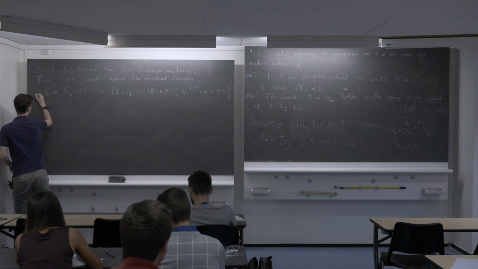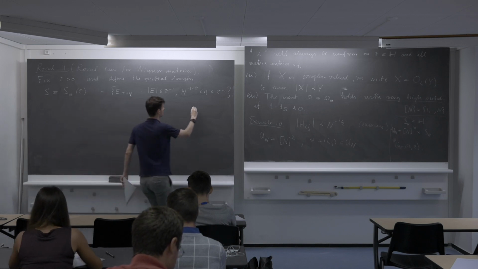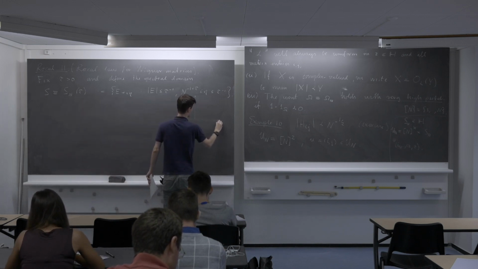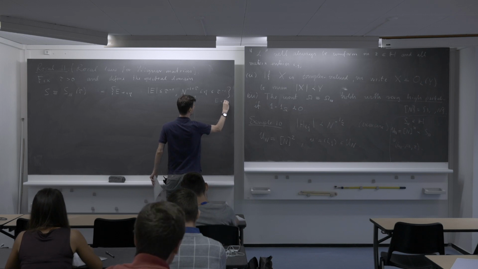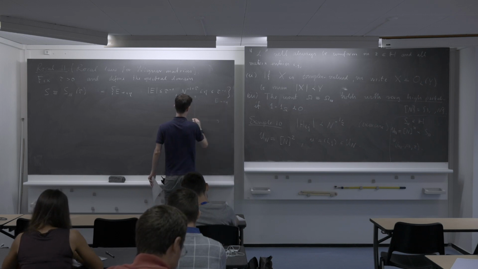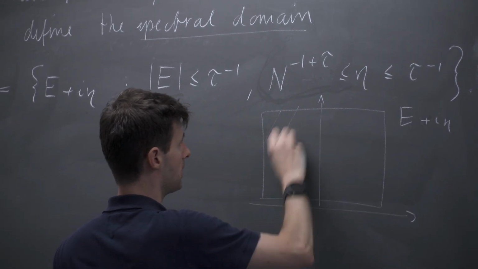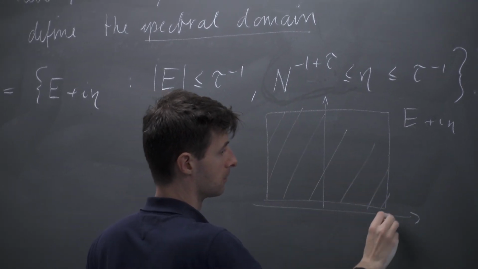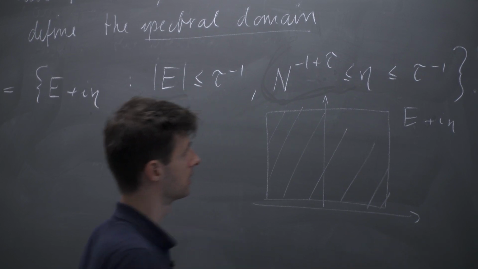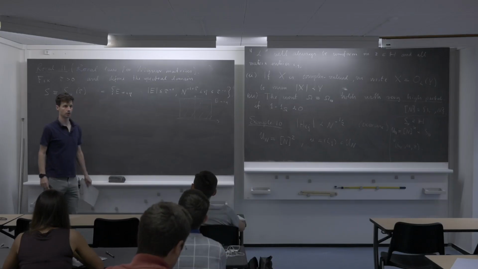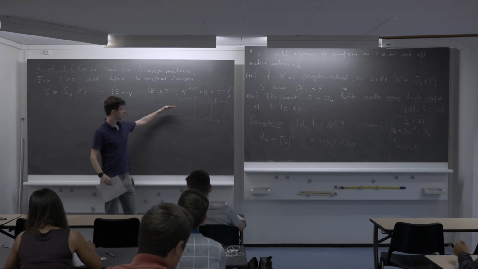So then the claim, maybe I should draw this. It's the following domain. It's a very simple domain. It's a rectangle in the complex upper half plane that comes very close to the real line.